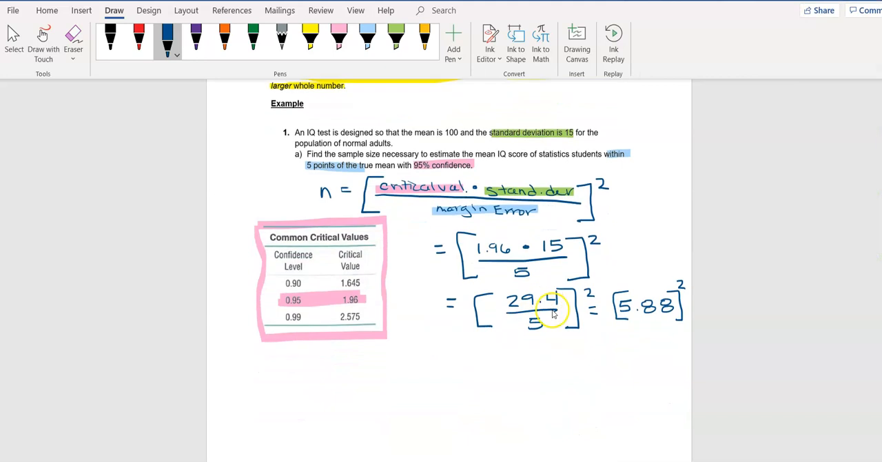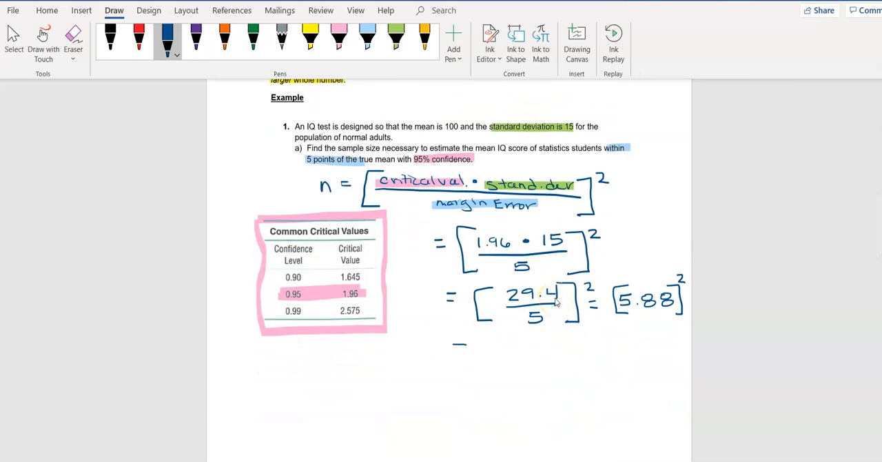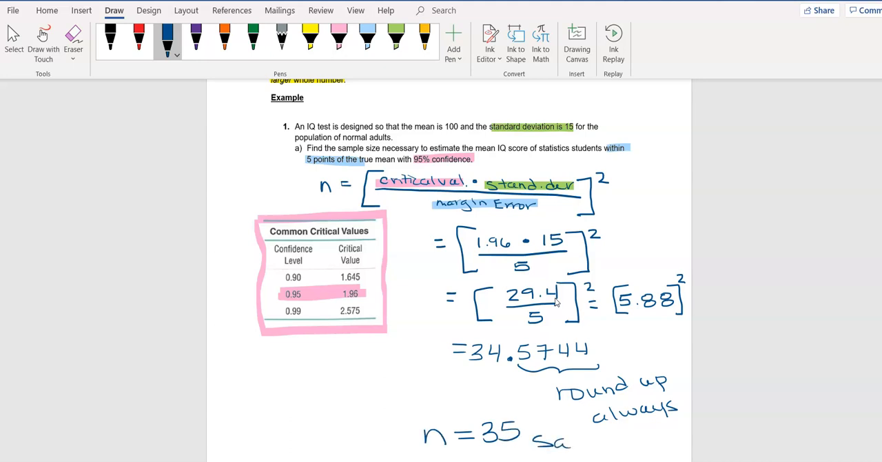So I'm going to write down the decimal to start: 34.5744. Now notice, again, we have a decimal, so we need to round up always. Even if this were like 0.1, you would still want to round up. So this is telling me that instead of 34, I'm going to write 35. And that's going to be my sample size that I need. Okay, so 35 is the sample size that I would need in order for this situation to occur.